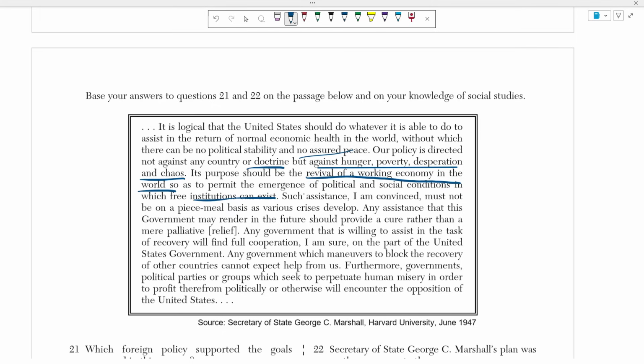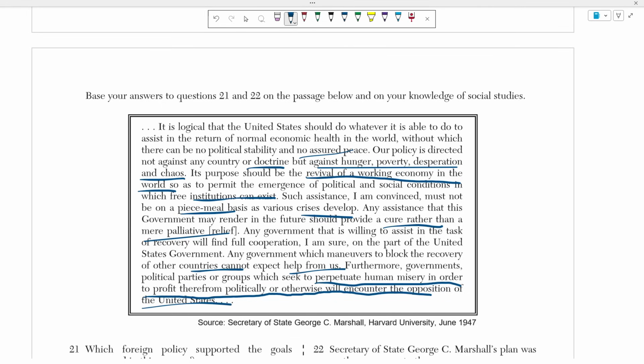Such assistance, I am convinced, must not be on a piecemeal basis as various crises develop. Any assistance that this government may render in the future should provide a cure rather than a mere partial relief. Any government that is willing to assist in the task of recovery will find full cooperation, I am sure, on the part of the United States government. Any government which maneuvers to block the recovery of other countries cannot expect help from us. Furthermore, governments, political parties, or groups which seek to perpetuate human misery in order to profit therefrom politically or otherwise will encounter the opposition of the United States.